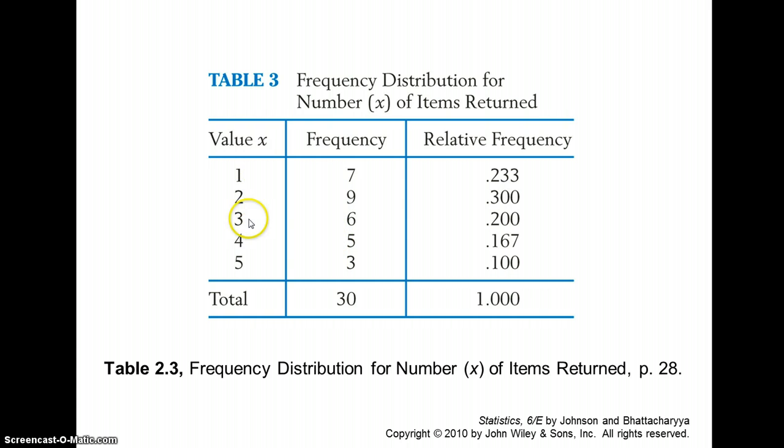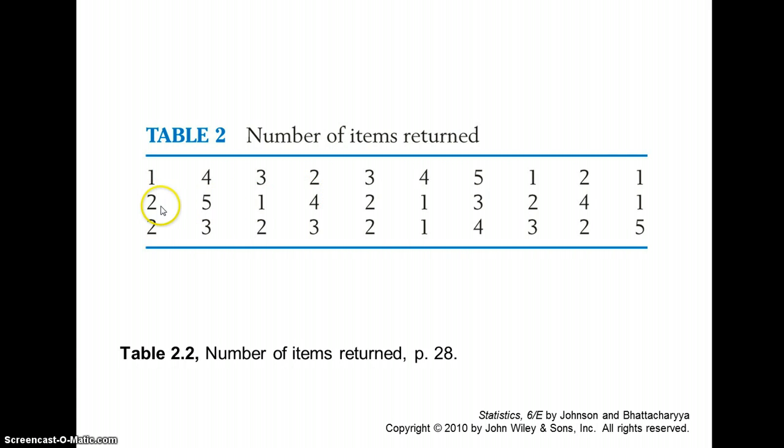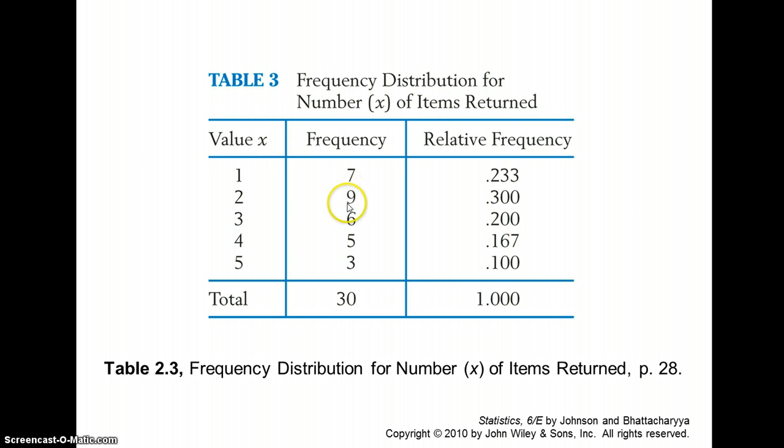And then how many customers returned 2 items? We go back to the table and count how many 2s, and we found there are 9, so 9 out of 30. 9 divided by 30, we got this. And similarly, that's the relative frequency table we did before.